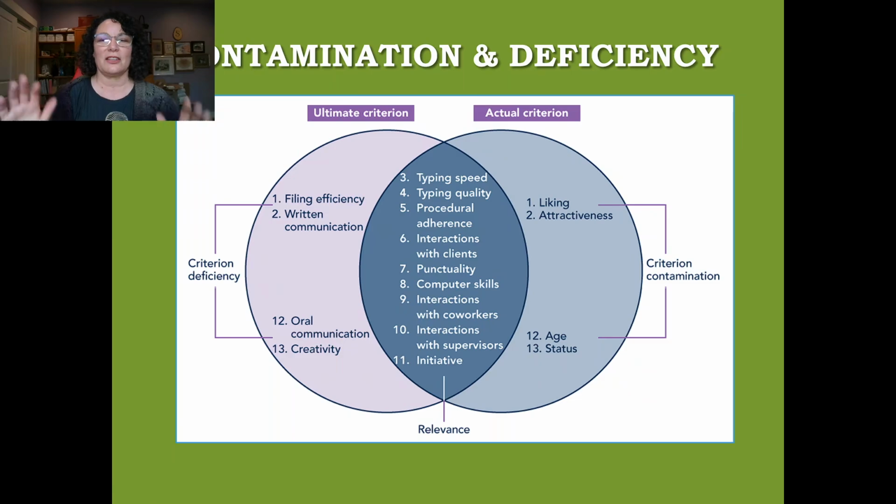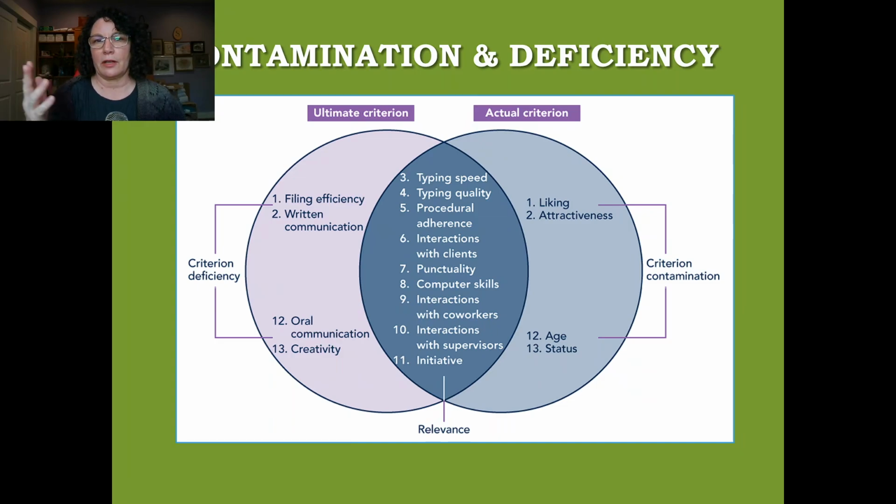All right, so let's look at this Venn diagram. We've got the ultimate criterion on the left side of the screen. We've got the actual criterion on the right side of the screen, and we've got some overlap between the two, right? So the ultimate criterion has some aspects that we're not going to be able to tap into. The actual criterion includes some things that are not really relevant to the ultimate criterion.